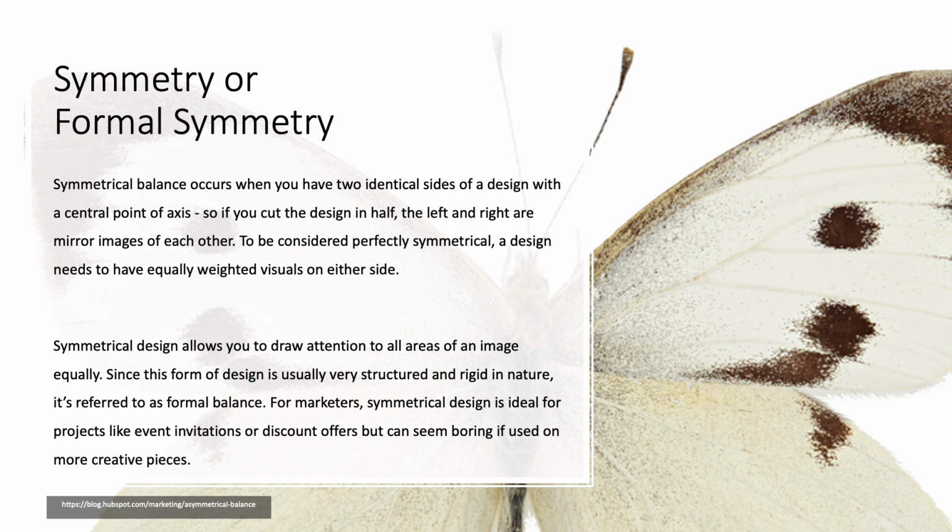Symmetry, or formal symmetry. Symmetrical balance occurs when you have two identical sides of a design with a central point of axis. So if you cut the design in half, the left and right are mirror images of each other. To be considered perfectly symmetrical, a design needs to have equally weighted visuals on either side.